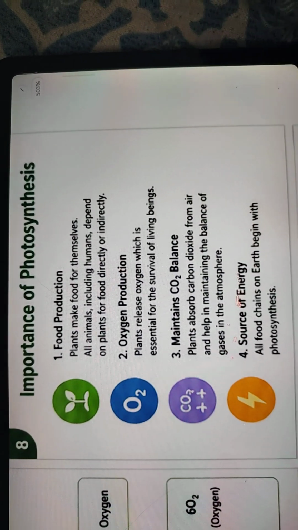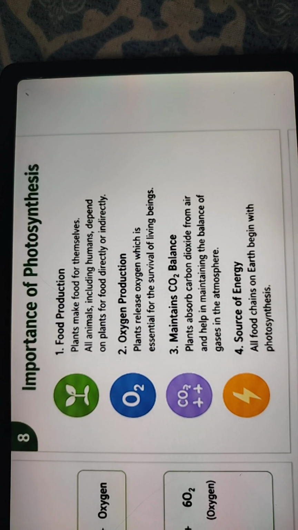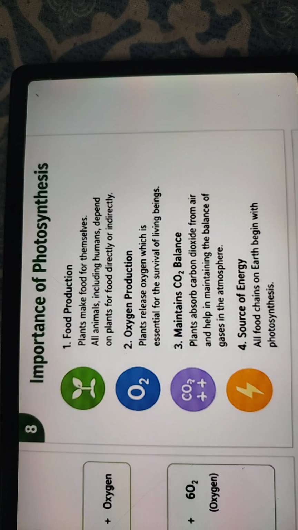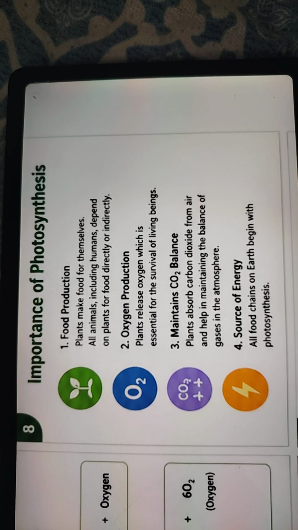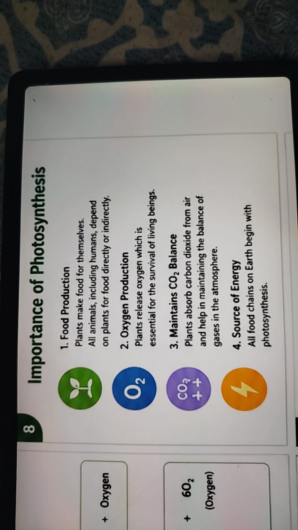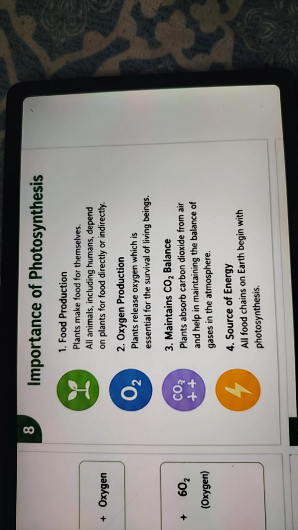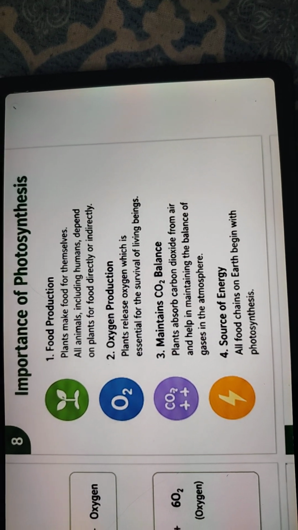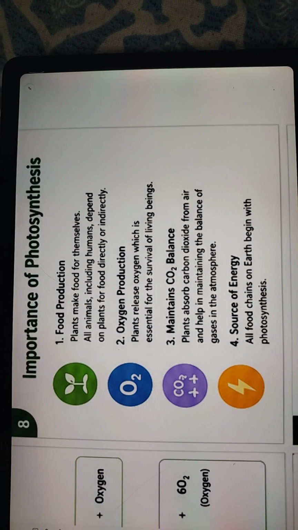So what is the importance of photosynthesis? So photosynthesis produces food, that is glucose. Plants make food for themselves. All animals including humans depend on plants for food डायरेक्टली और इनडायरेक्टली. सो ह्यूमंस को फूड कहाँ से मिलता है? प्लांट से. और प्लांट्स फूड खुद का बनाते हैं बाय द हेल्प ऑफ प्रोसेस फोटोसिंथेसिस.